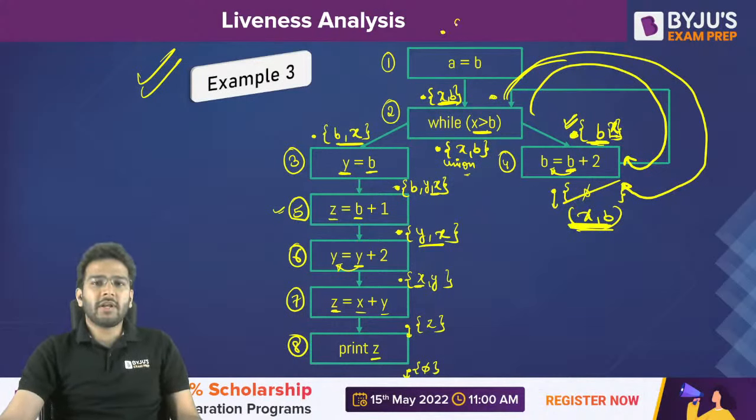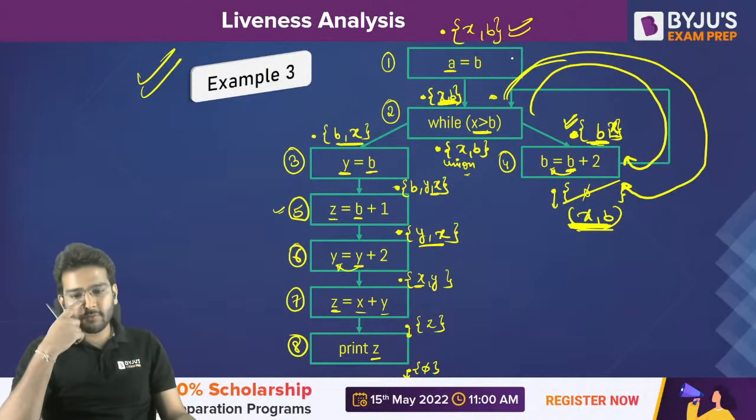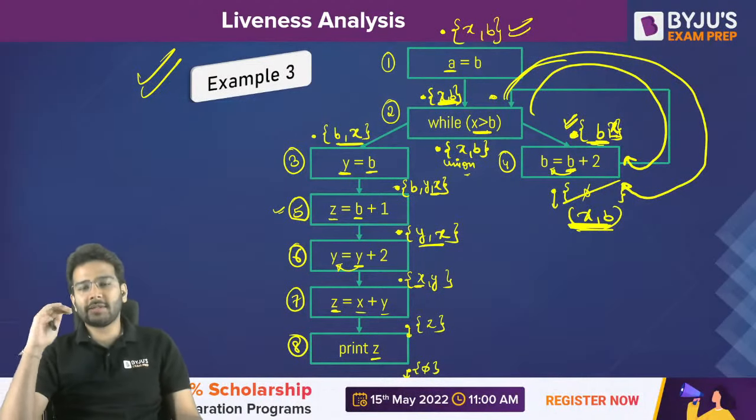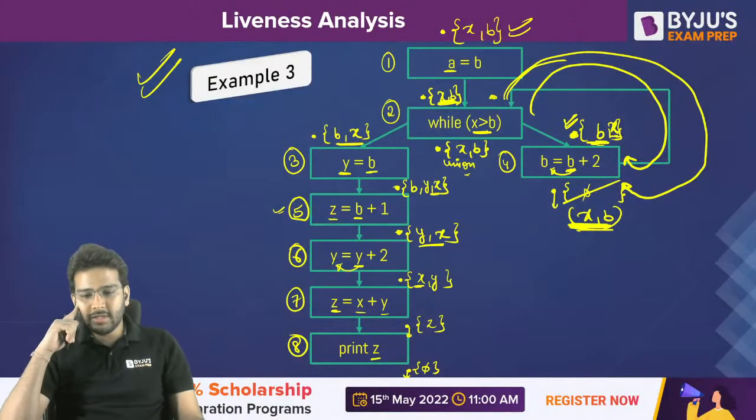Now we can just find out this one. Here it is x comma b. So a we are writing into it. So a cannot be a live variable at this point in the program. But yes, x comma b will be there for sure. That is the answer. That is the final live variable set present at the top. Is it clear to all of you?